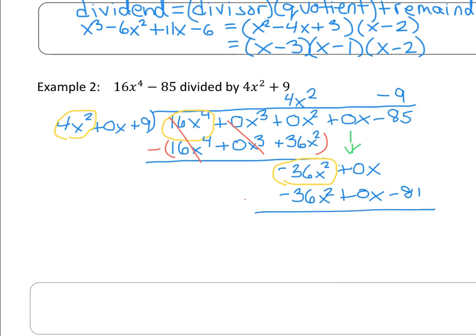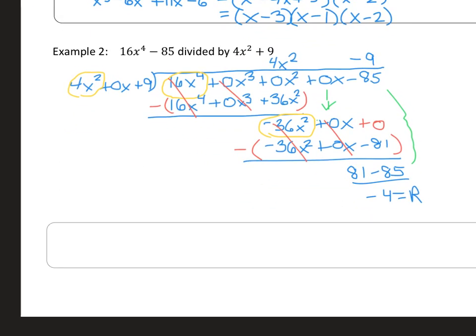And I'm going to subtract this whole thing. Think of this as 0 here, and so we get our cancellations here. And I have 0 minus a negative 81, which gives me positive 81. And I'm just going to bring down this negative 85 here. 81 minus 85 is a negative 4. So that is our remainder.